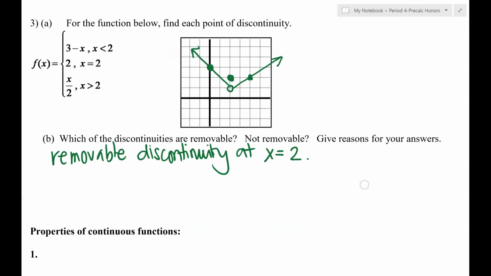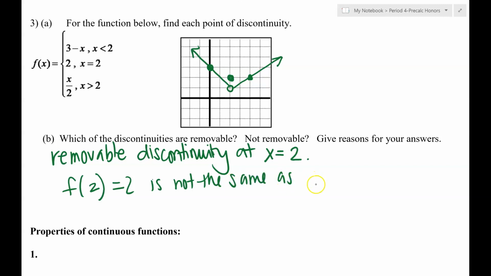What's the reason? Algebra value. What's your algebra value? 2. Okay. Is it the same or not the same? Not the same as your limit, your calculus value, limit as x approaches 2 of your function. What's the limit? 1. Okay, so obviously 2 is not the same as 1. So that's how we know that it's a hole.